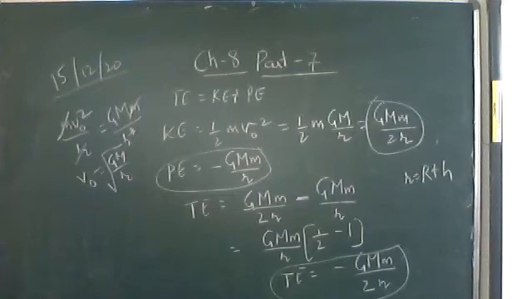Now the total energy is negative. It means the satellite is bound to the Earth. Note it down and write: as the total energy is negative, the satellite is bound to the Earth.